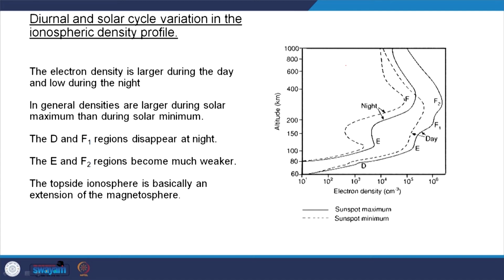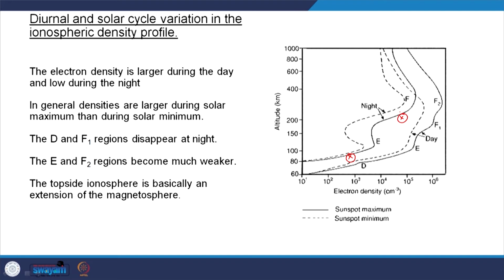What you will be able to observe is that the electron density is larger during the day and lower during the night. And in general, the densities are larger during solar maximum and they are lesser during the solar minimum. And the D layer and F1 layer will disappear during the night time. That is why you do not see a D layer here, and the F1 layer will not be seen.